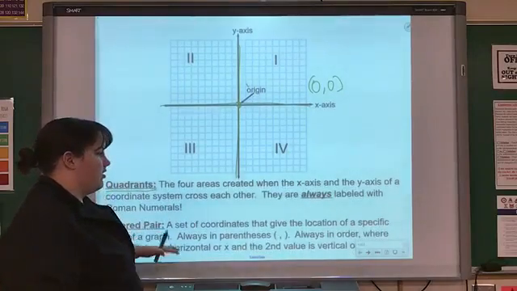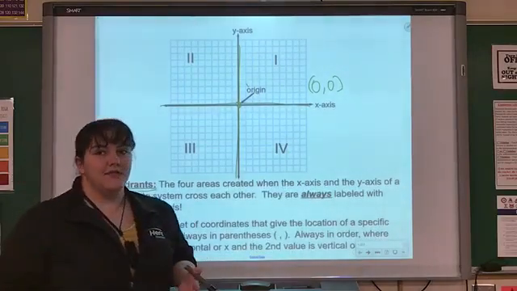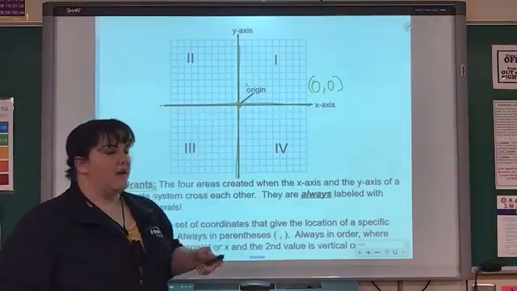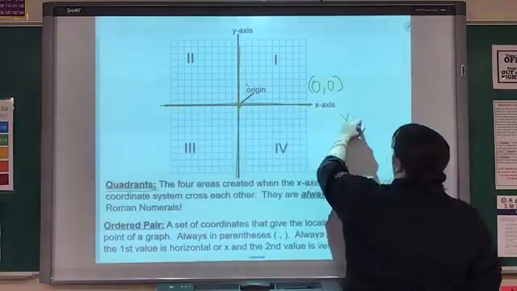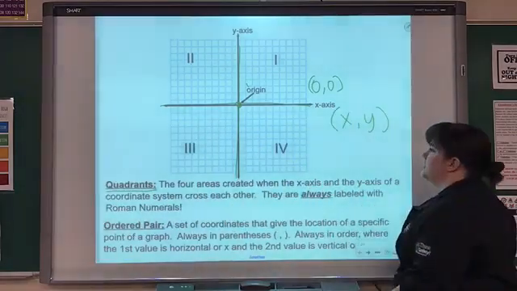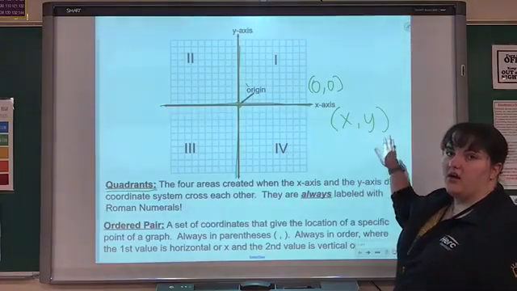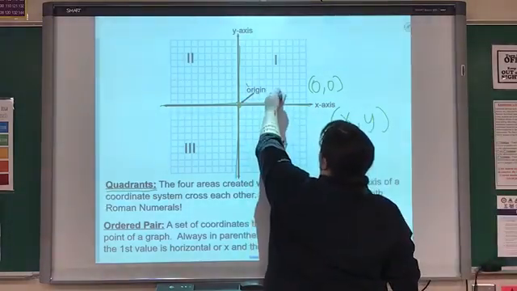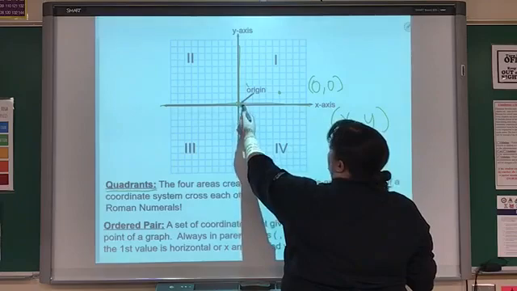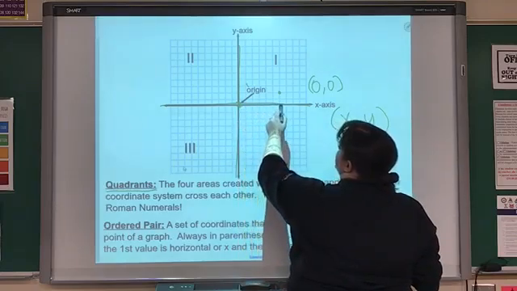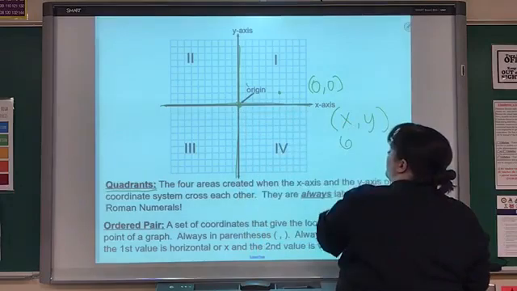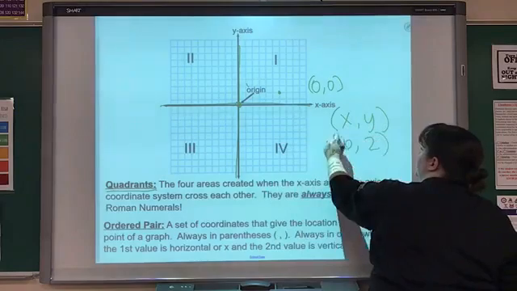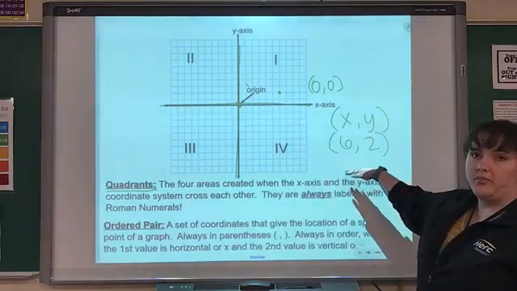Then we have ordered pairs. An ordered pair gives us a specific location on our coordinate grid. And they are always labeled in this way. We list our x value and then our y value. For example, if I wanted to pick this point right here, I went over 1, 2, 3, 4, 5, 6 to the right, which means I'm going to have a positive 6. And then I went up 2, so I'm going to have a positive 2. And that would be my ordered pair for that location.